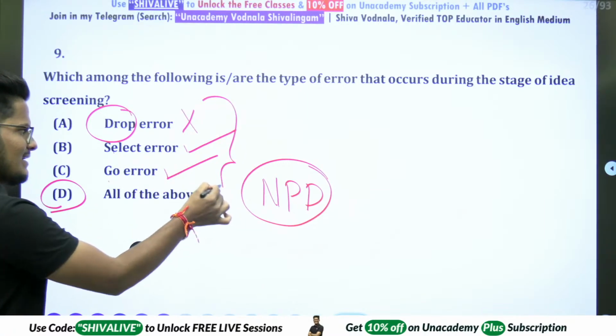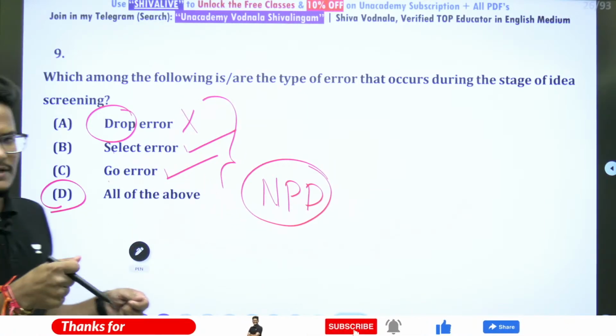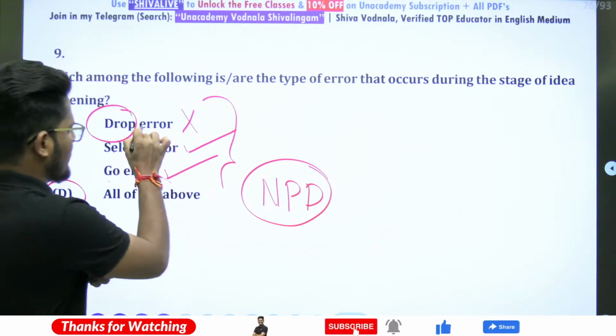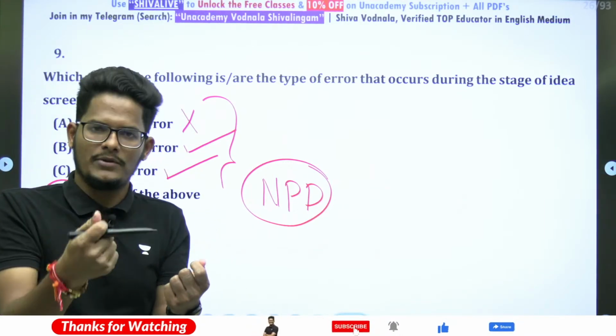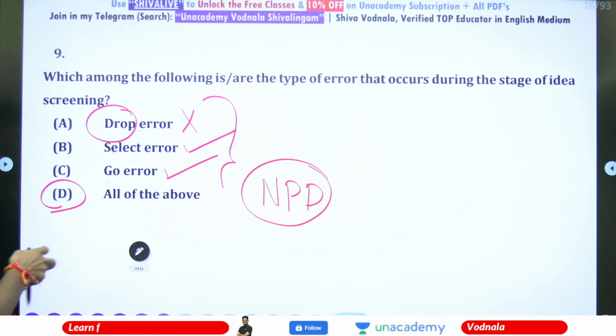So all these three errors occur because sometimes a better idea you will drop, that is drop error. Sometimes the worst idea you will move further to implement, that is selection and go error. Both will occur.